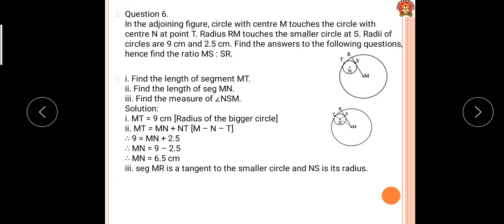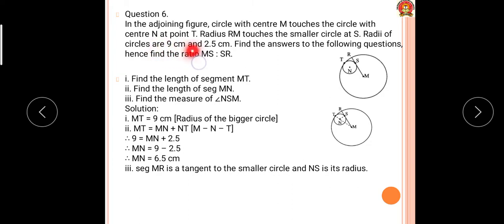Now in the adjoining figure, the circle with center M touches the circle with center N at point T. Radius MR touches the smaller circle at S. Now this is a bigger circle and this is a smaller circle. Both are touching internally at the point T. So S is the point which touches the smaller circle. So MR is the bigger circle radius. N is the center of the smaller circle.